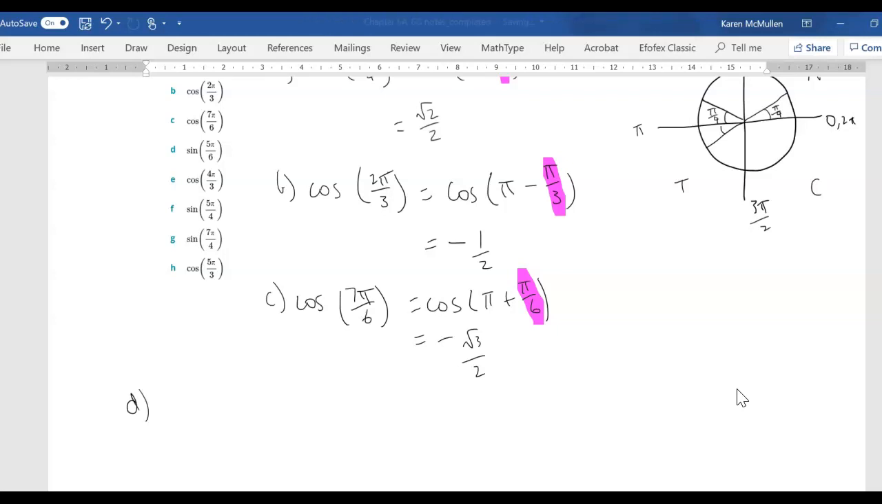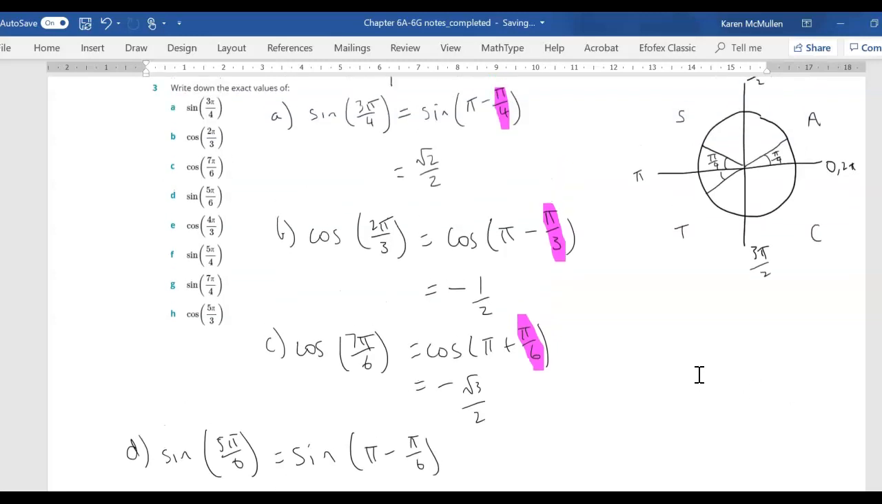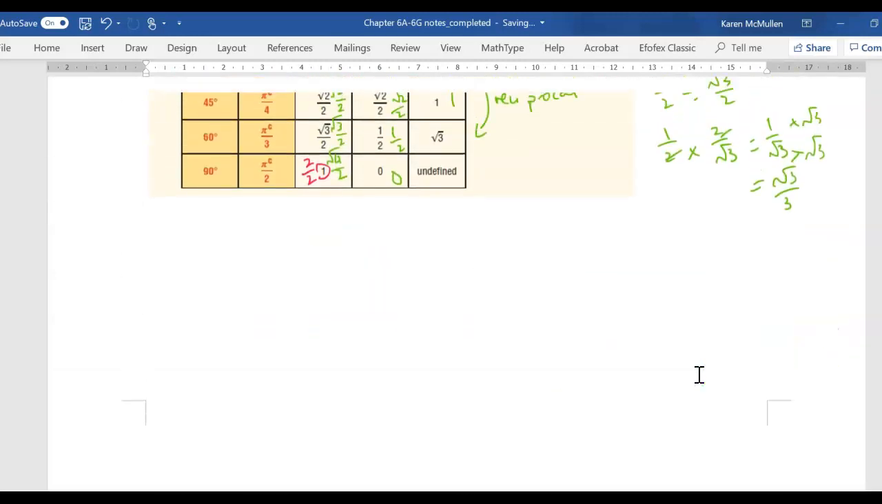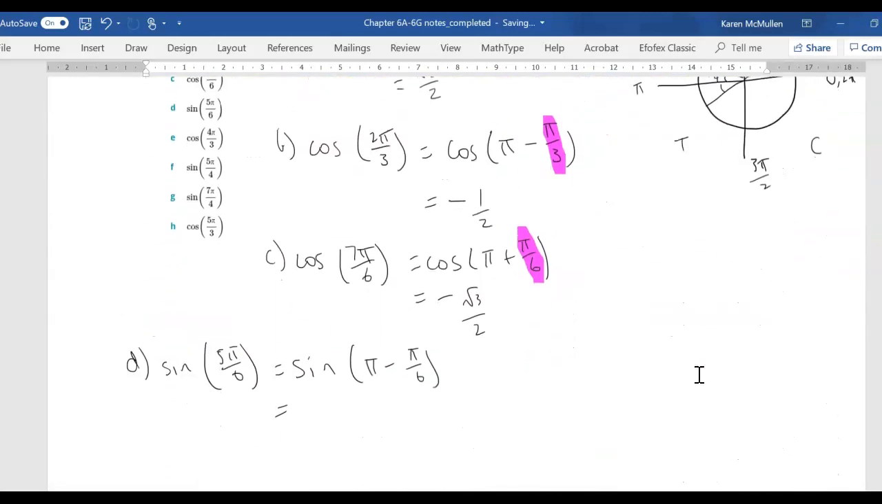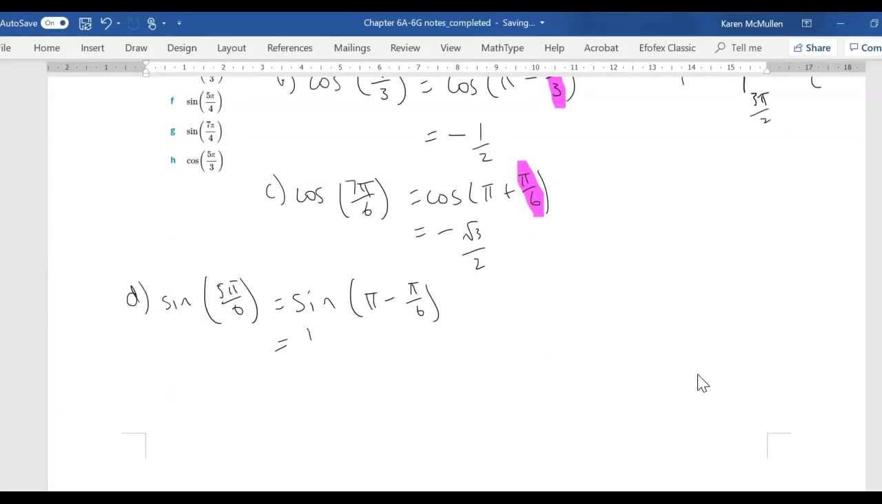No, let's just do D. Sine 5 pi on 6. So we are not quite at 1, so it's pi minus pi on 6. Now we are in the second quadrant, so it's going to be positive. Now pi on 6, do I need to scroll up? I think I do. I think it's a half from memory. Let's just check. Yes, so it's a half. So positive half because we're in the second quadrant. All right, question E.